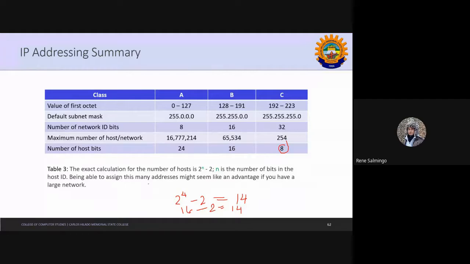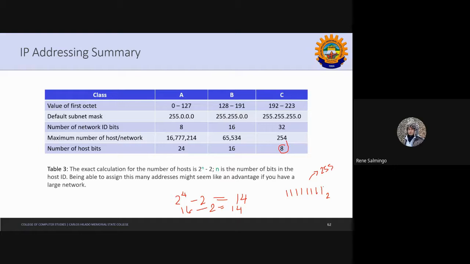And for example, you have 6 bits in the host ID. So how do we put bits in a 6-bit? The maximum is 8 bits, so 1, 2, 3, 4, 5, 6, 7, 8. This is in binary. So what is the maximum value for this? It is equal again to 255.